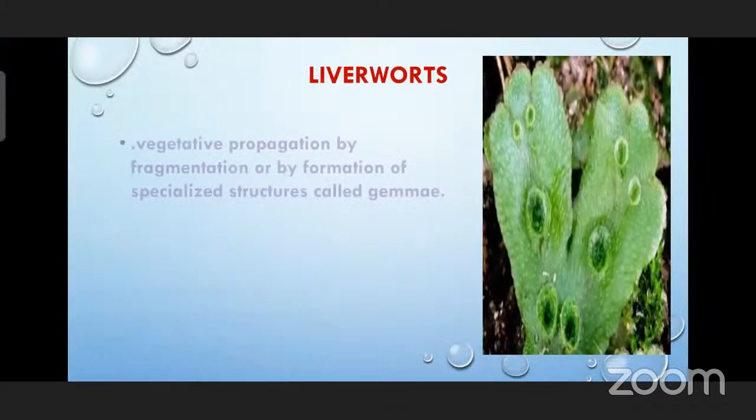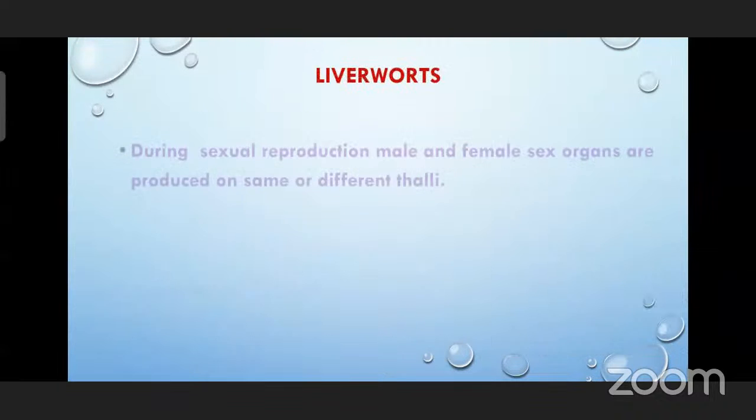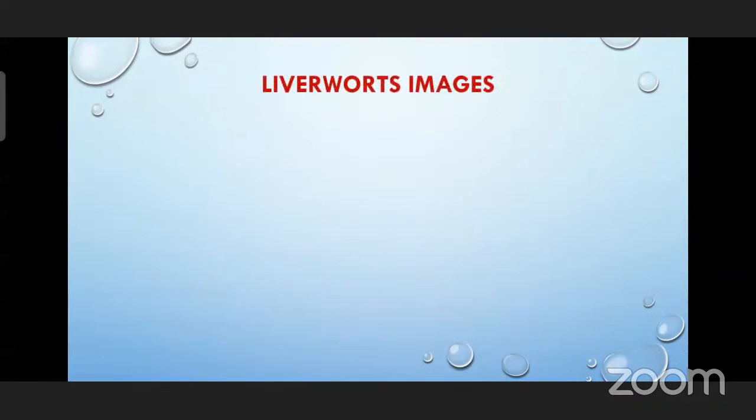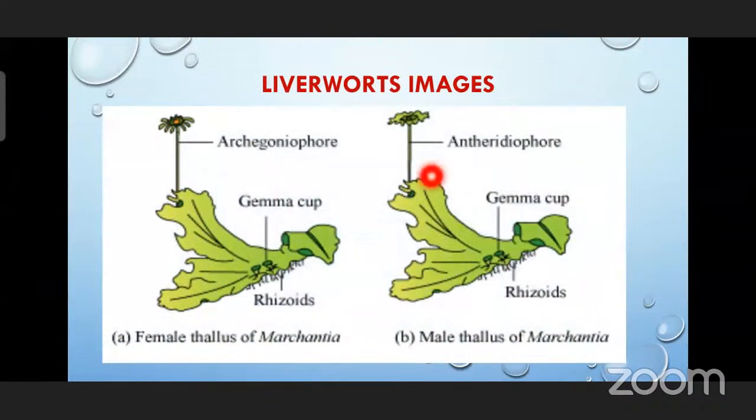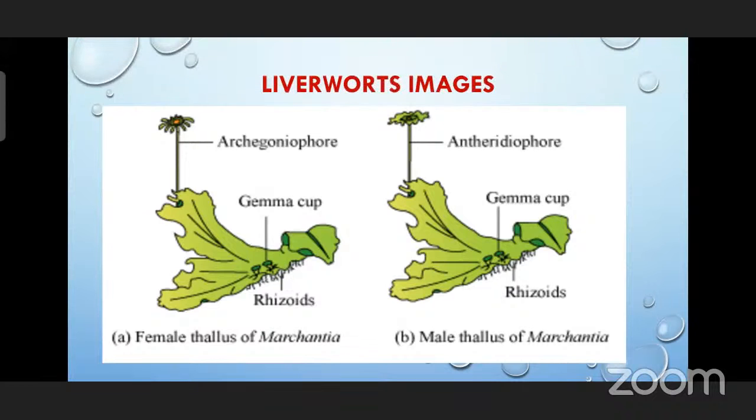And vegetative propagation is by fragmentation and gemma cups. And next, we also came to know how these liverworts are having the sexual reproduction. They have sexual reproduction because of specialized structures: the male sex organ, the antheridiophore, and the female sex organ, the archegoniophore. You can see the distinct structures here, antheridiophore and archegoniophore, and how these are present on two different thalli. Sometimes they may occur on the same thallus also. This thing you have to remember.